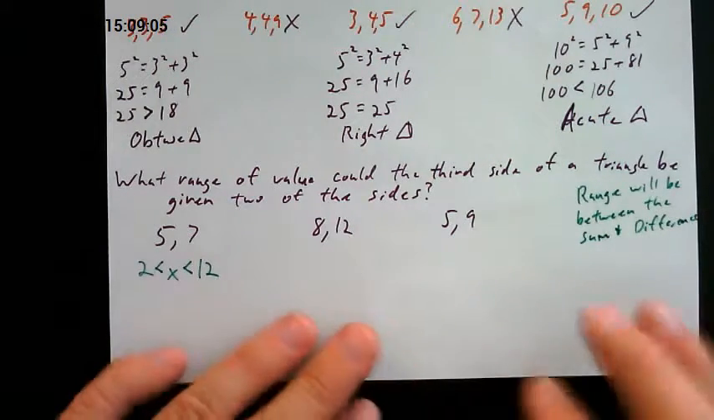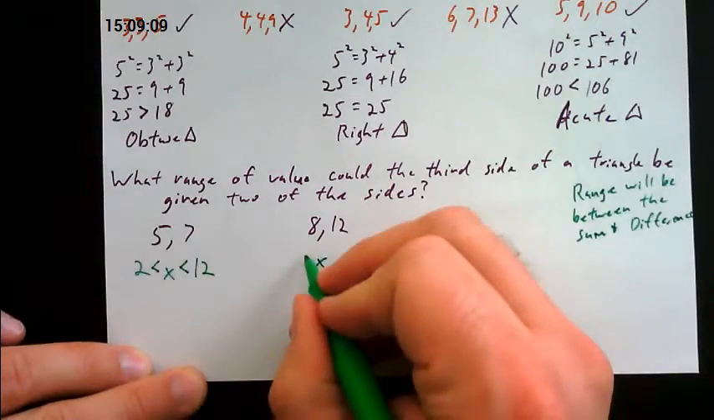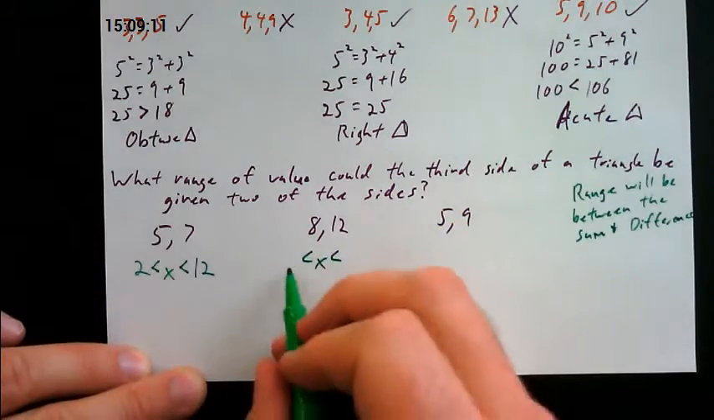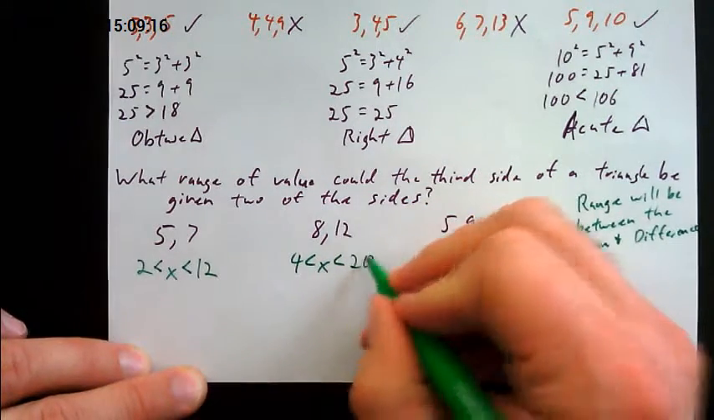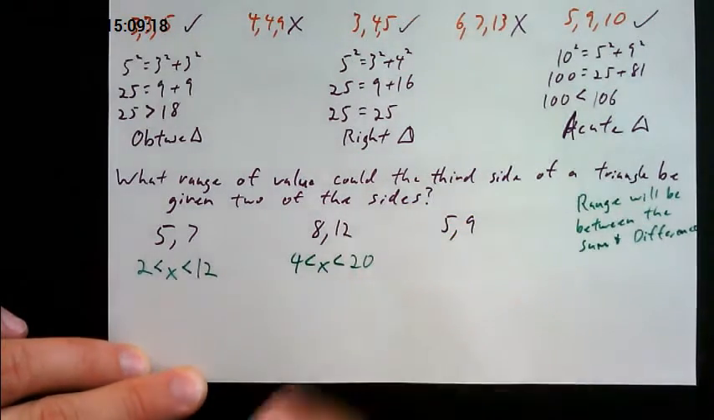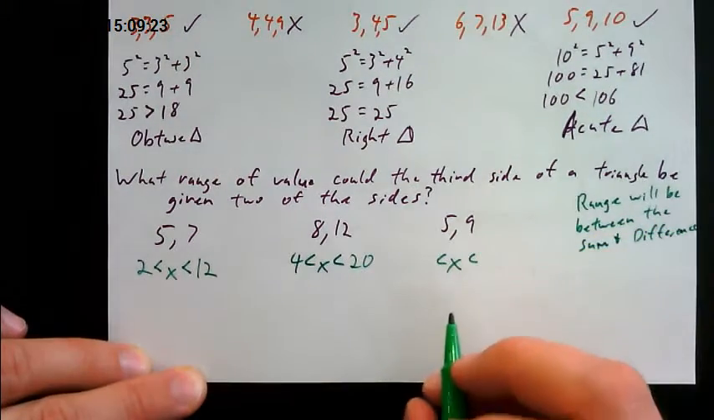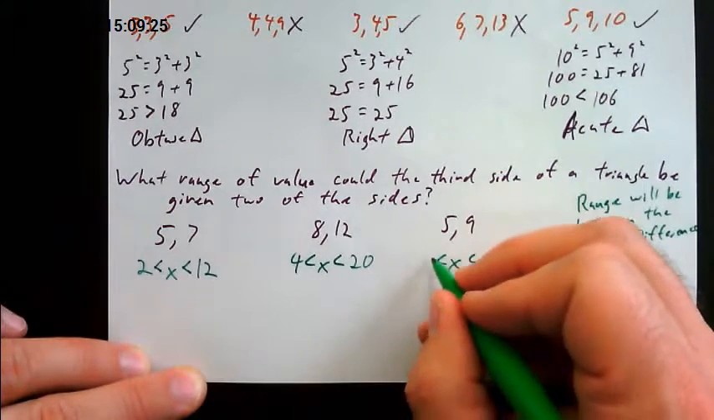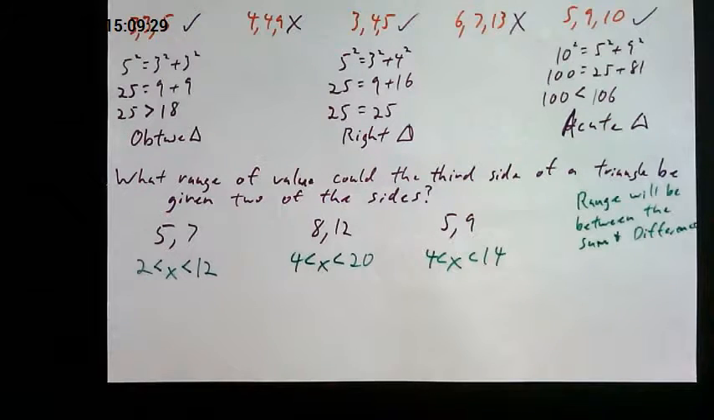Right here. So now for these, we've got 8 and 12. The bottom end would be 4 and the top end would be 20. So we subtracted to get 4 and added to get 20. For this next one, we have 5 and 9. The bottom end of the range is 4 and the top end is 14. Again, it does not include those numbers; it falls between those values. Now, it could be 5.